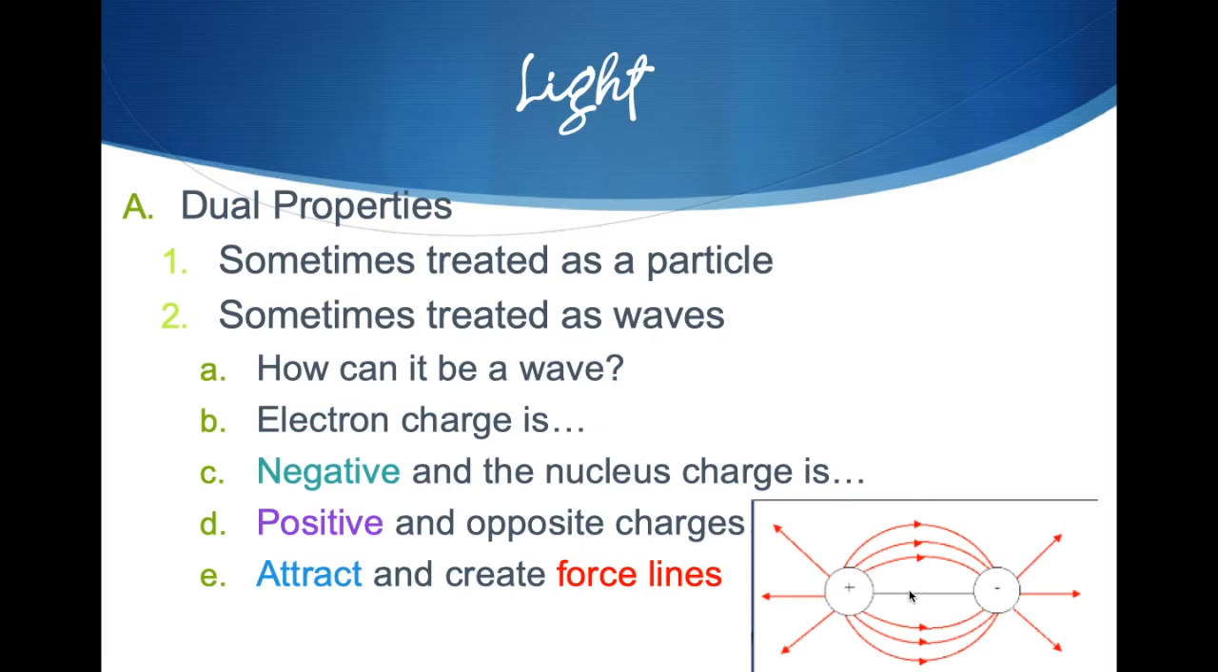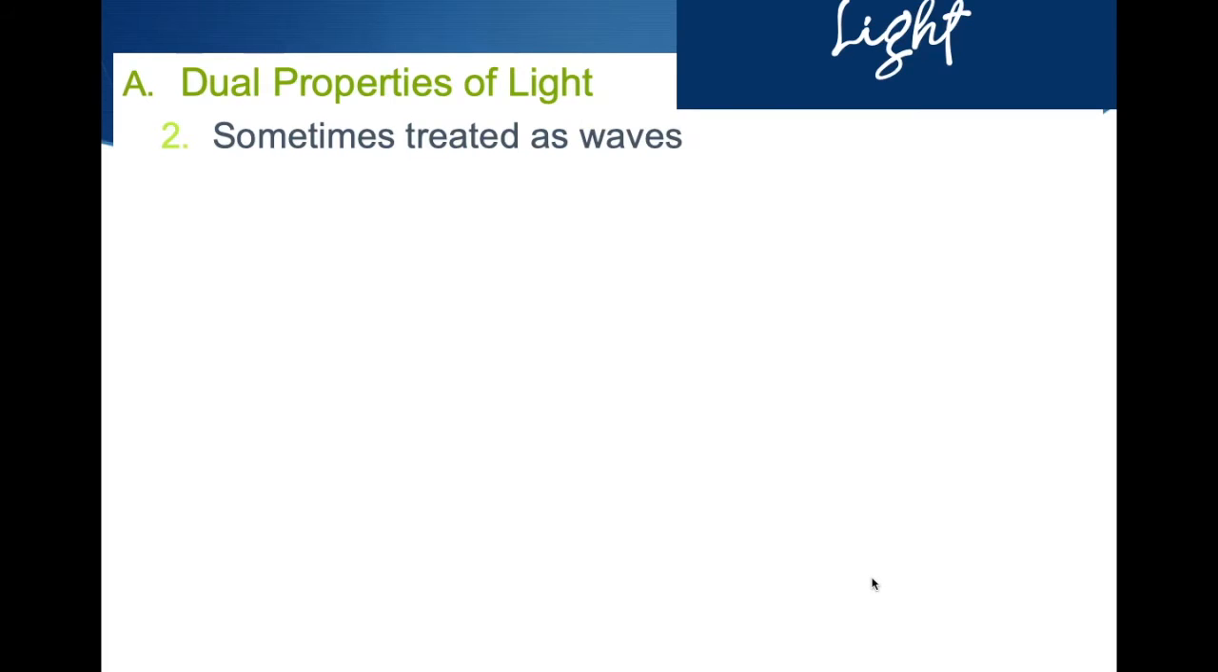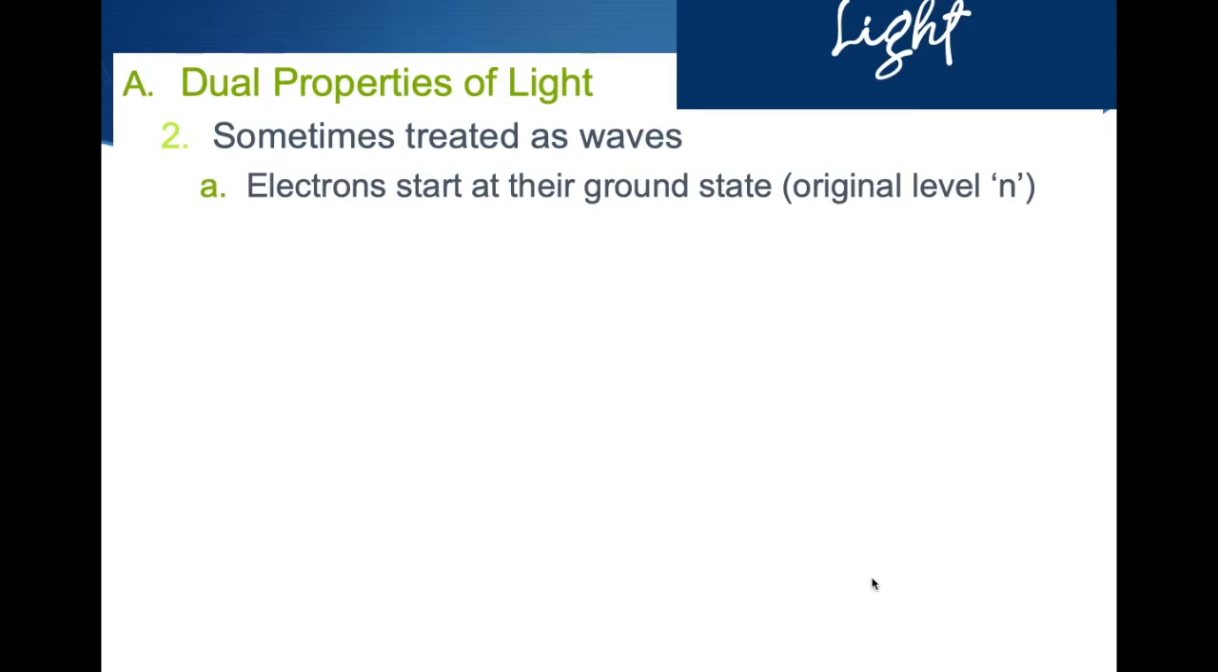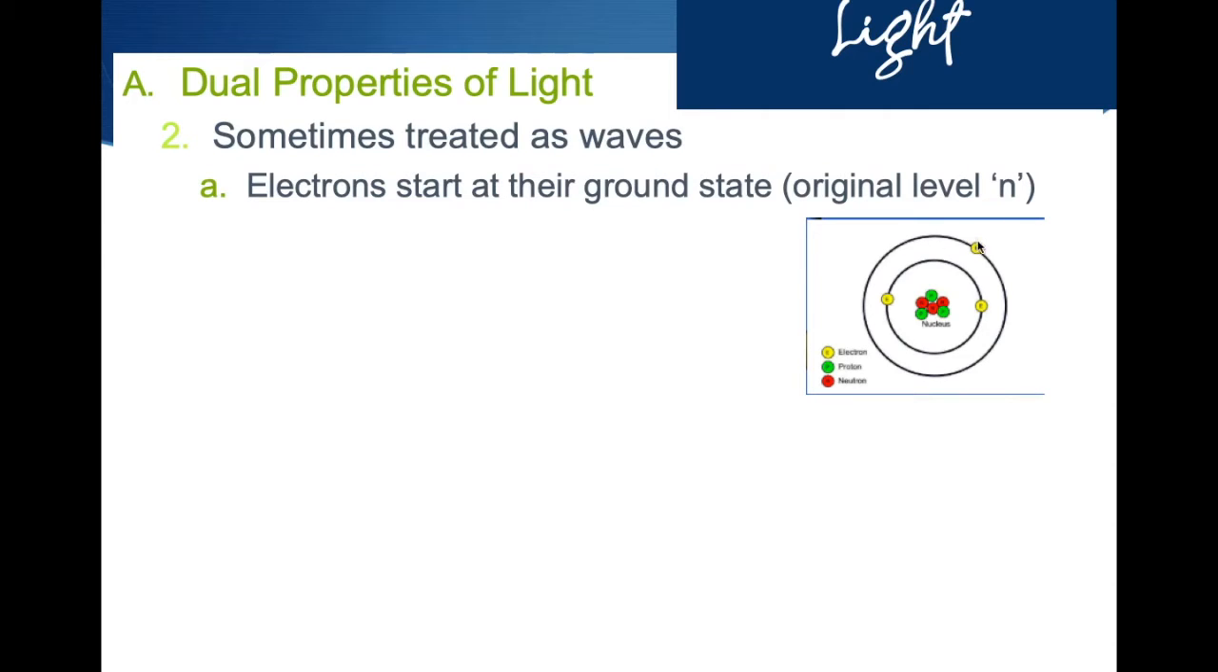Okay, so that has been established. So imagine that this is the nucleus, this is the electron, you've got these force lines between the positive and the negative. Okay, well, where does the wave come from? Well, electrons start at their ground state. We refer to that as n, so their energy level n. It's wherever they started in the electron cloud. So think of this could be energy level n for this electron. This would be energy level n for this electron, okay? Electrons don't stay still, right? So they're moving around in three-dimensional patterns, more like ellipses, not a perfect circle like this.